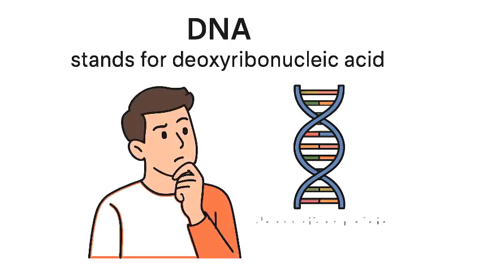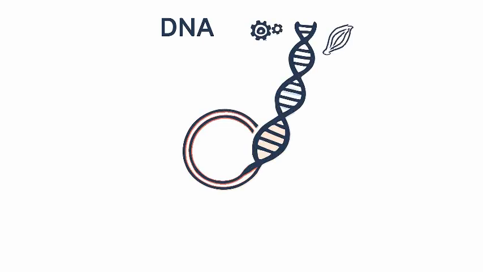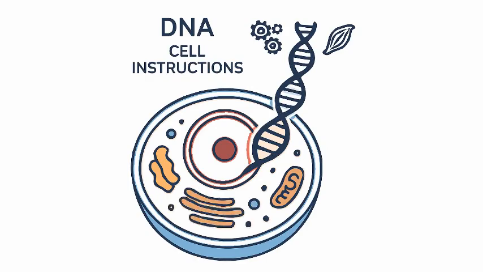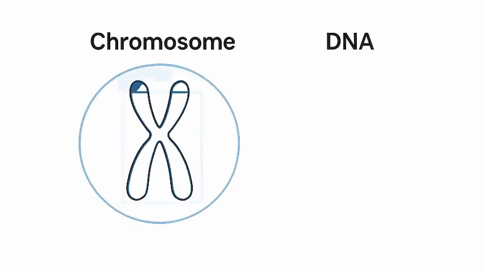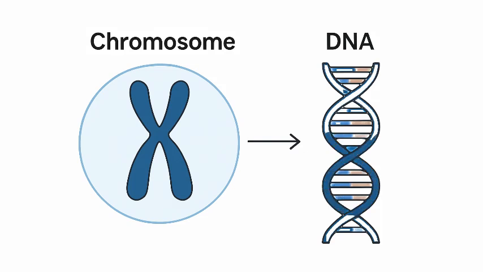That sounds scary, so forget the name for a moment. Think of DNA as a long code that tells your cells how to build and run your body. If you could zoom inside one of your cells, you'd see DNA packed into structures called chromosomes. Unroll a chromosome, and you'd find one huge DNA molecule, twisted into a famous shape called the double helix.